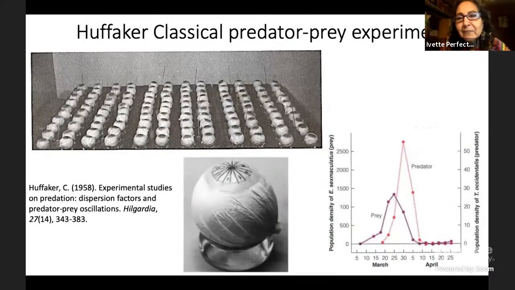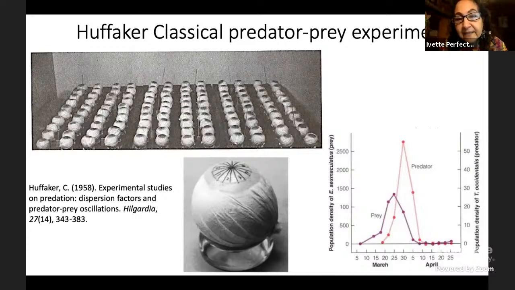Now, it turns out that something similar to the Turing process happens in Huffaker's classical predator-prey experiments with the oranges. I don't know how many of you have read this classic paper, but in ecology it's the paper that most graduate students probably have read. At least your faculty advisors have probably read it. But in this paper, Huffaker was doing experiments with orange mites and its predatory mite, no?